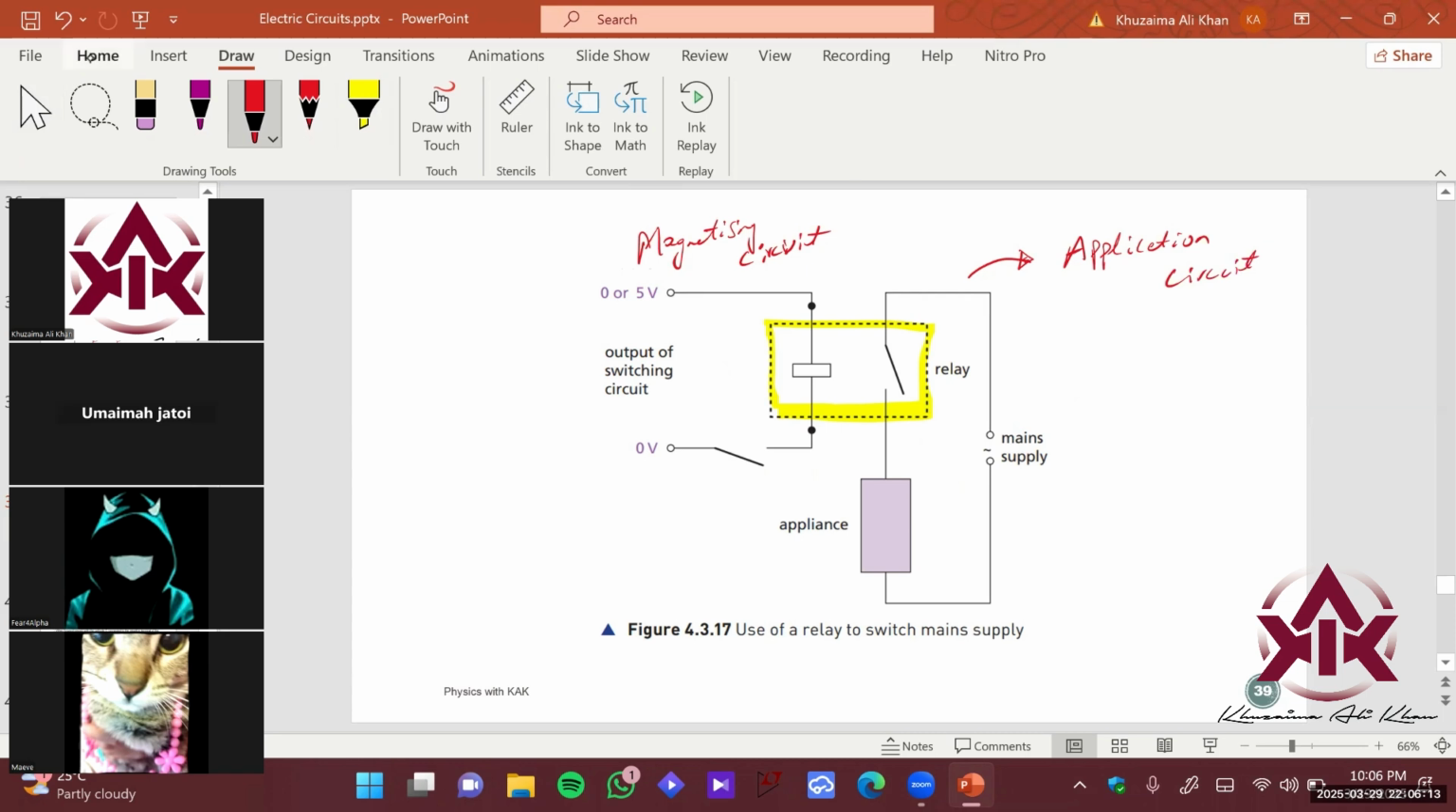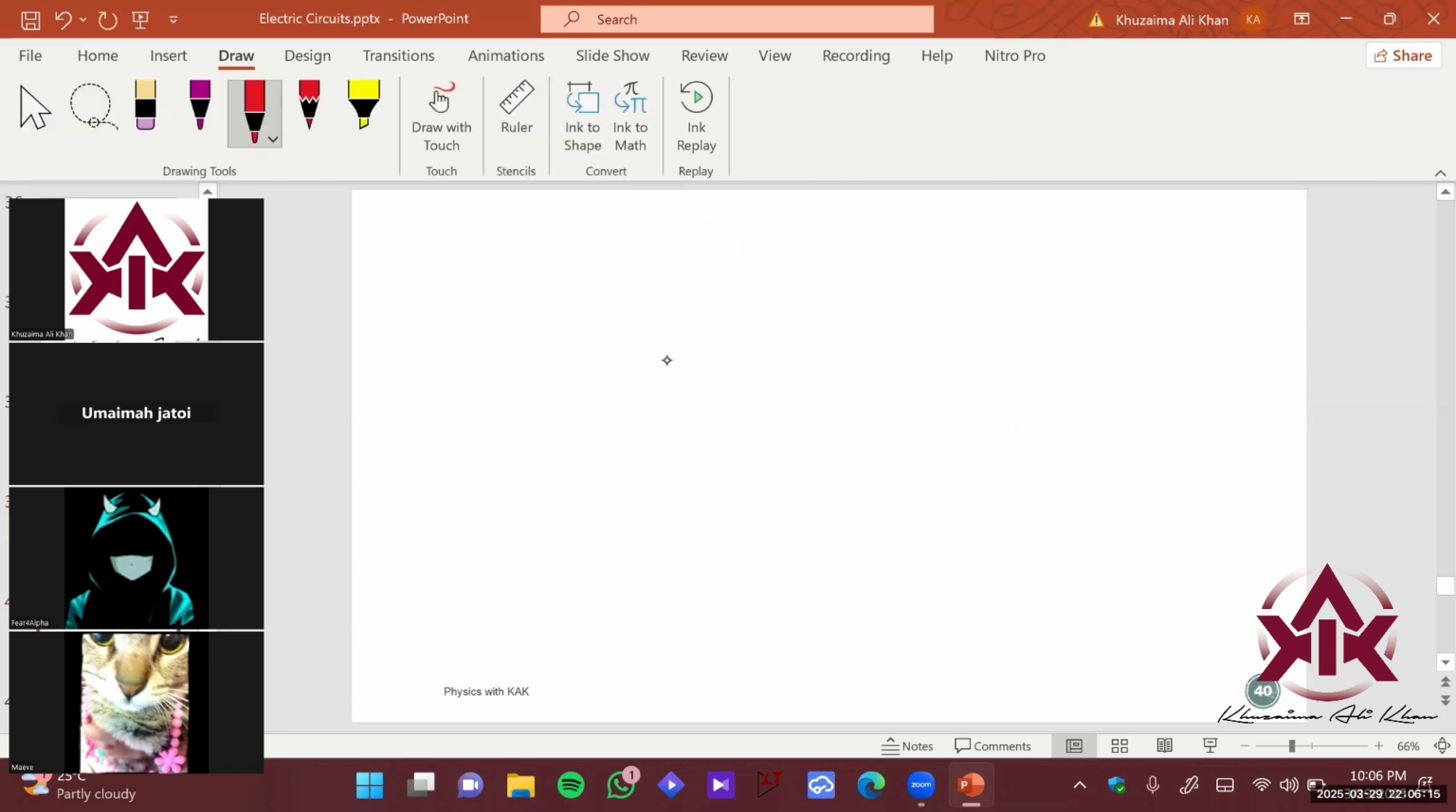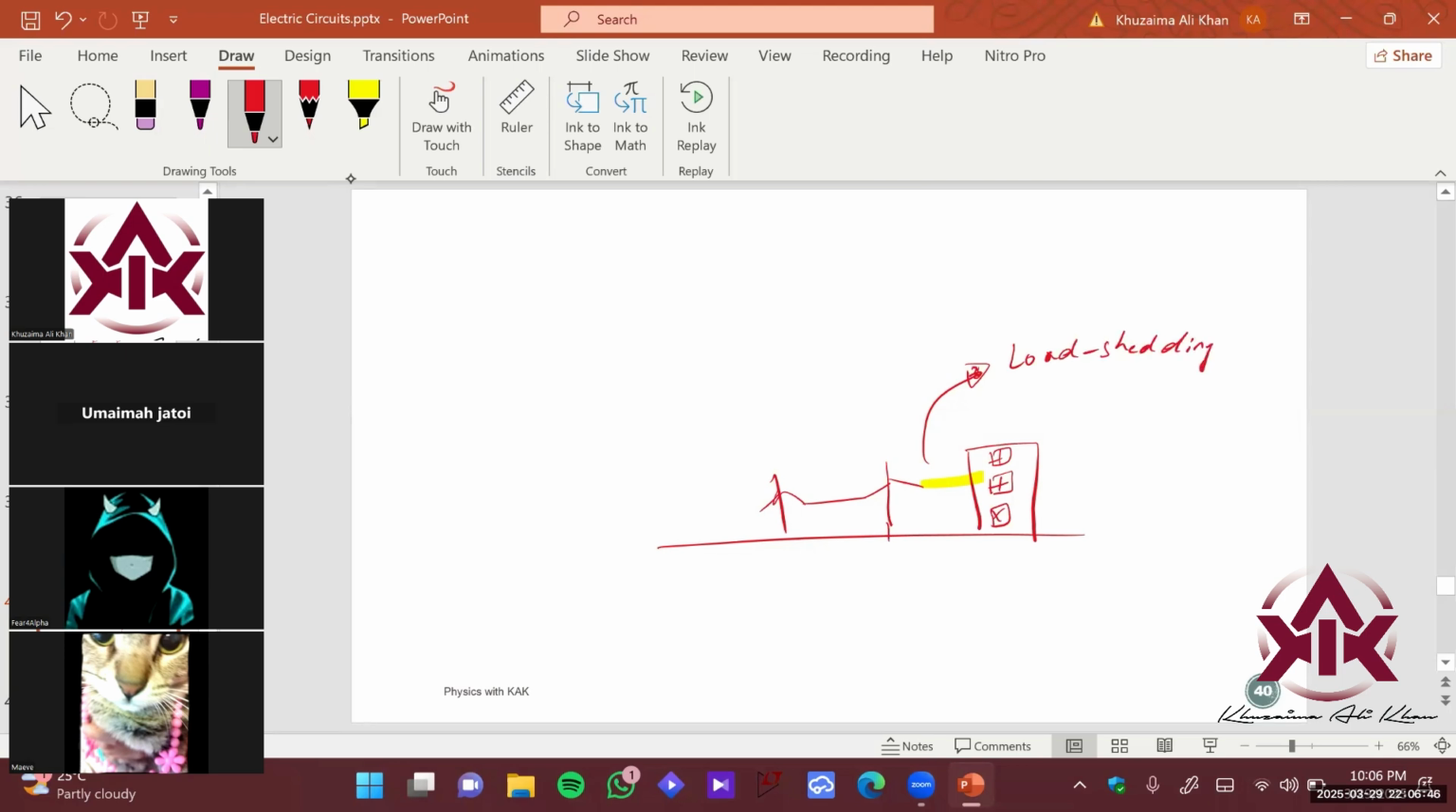Imagine this. Okay, now you have, let's say, a huge building to power up, right? You have a huge building to power up, right? And let's say this is the supply coming from the electric or any power production company, right? That is coming to the building, right? You want to do some load shedding here, right? That happens in Karachi. Okay, you want to do load shedding here, that is turning off the power for some hours to do recovery, right?